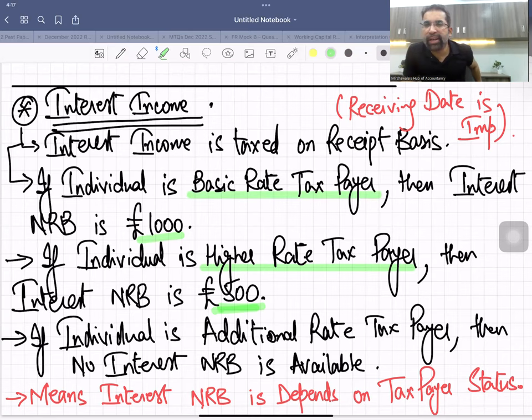So what is the comparison of interest income and dividend income? Both incomes are taxed on receipt basis. Number two, in dividend income, NRB of 2000 is available irrespective of your tax status and income status. But in interest income, NRB is available according to the taxpayer's status. If the individual is a basic rate taxpayer, 20%, then NRB of 1000 is available. If higher rate taxpayer, then NRB of 500. If additional rate taxpayer, no NRB is available, right?